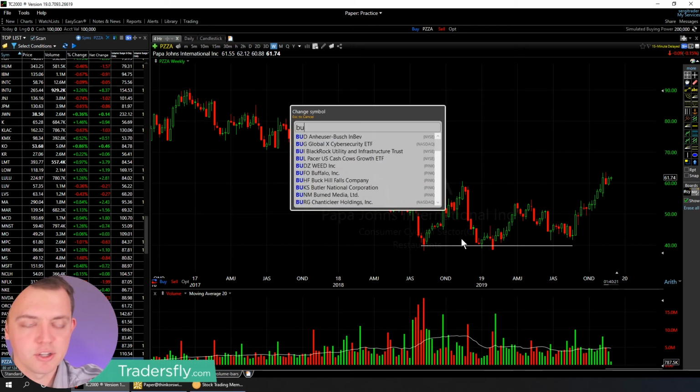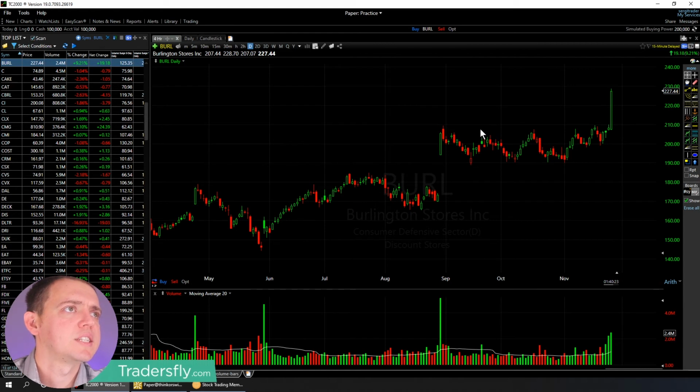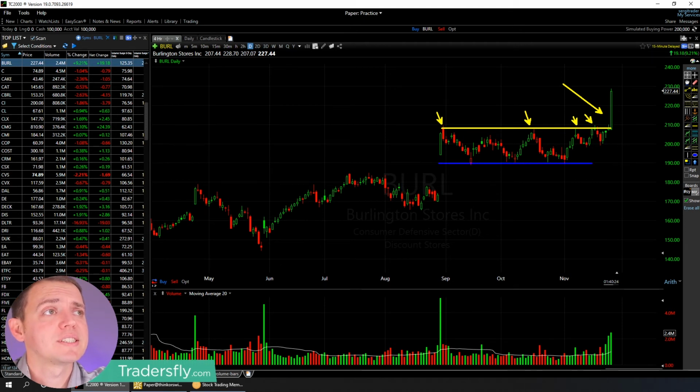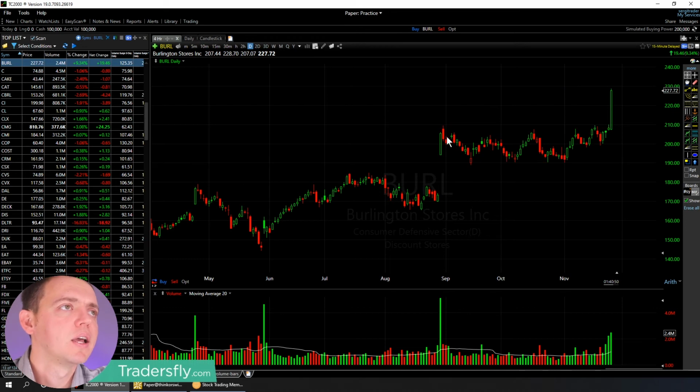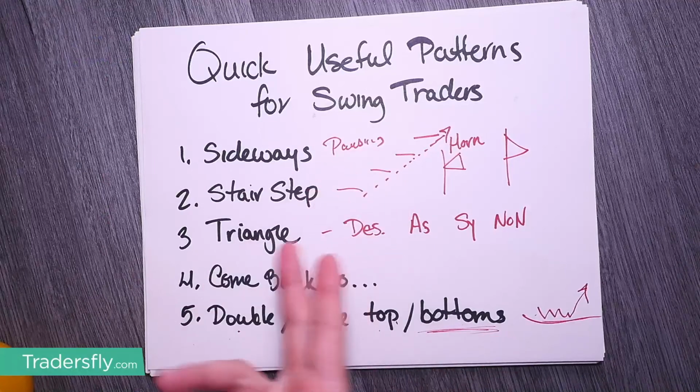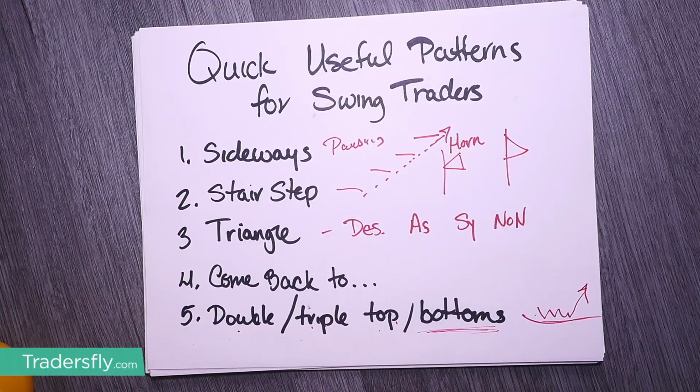And then here's another one, Burlington. Here's 1, 2, 3, 4, and now breaking out higher. Well, is that a double, triple, quadruple top, or is it really just a sideways pattern? That's what I'm talking about, no pattern is really that specific to that degree. So you have to take it into account: what are you looking at, and how do you want to set up the trade? That's a whole other picture and a bigger story behind it. Anyways, those are our big patterns. Just to give you a quick review, you've got your sideways, stair step, triangle, and then double and triple tops and bottoms. Those are a few patterns to really look at, and those are some examples for you.